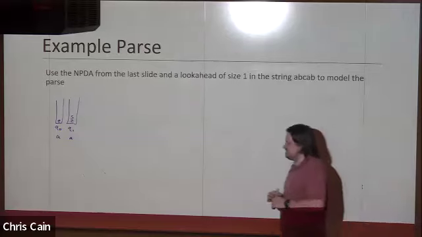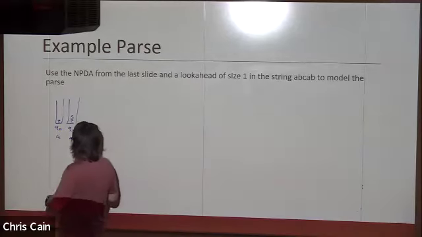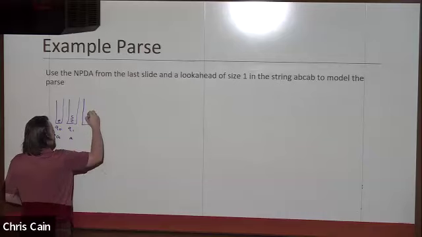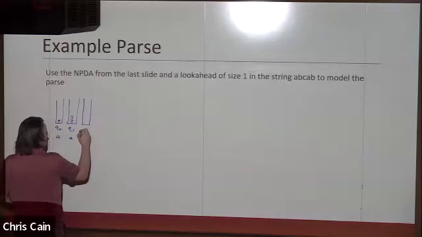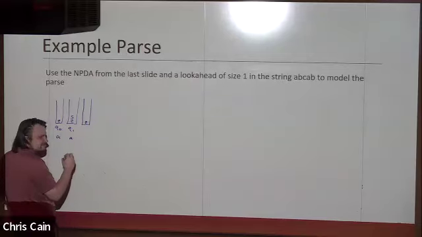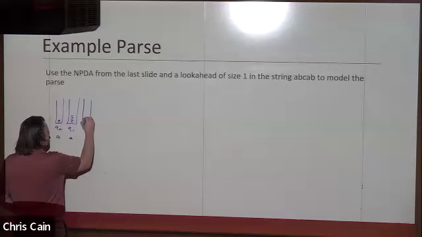Make sure we're on the right track. What's the next step? Since we're looking ahead for the character A, we can get it in the next transition. Yeah. So we pop the S and we replace it with the transition A, S, and B.